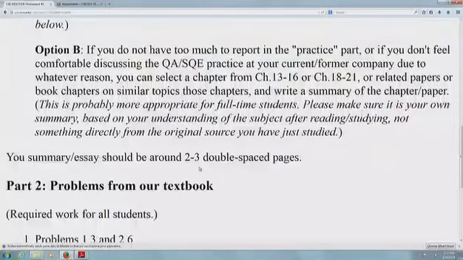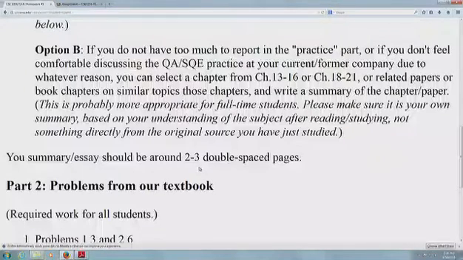For some of the full-time graduate students, if you have never worked for anyone before, not even in an internship or a university programmer job, then it's probably not a good idea for you to discuss what is going on in those companies. So my option for you is to choose one of the chapters, most likely chapters 13 through 16, read that chapter and write a summary of it.